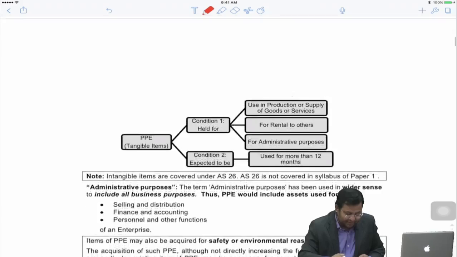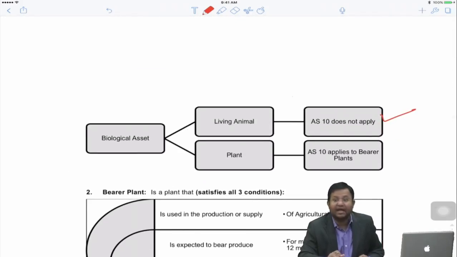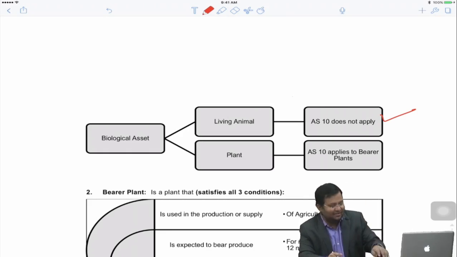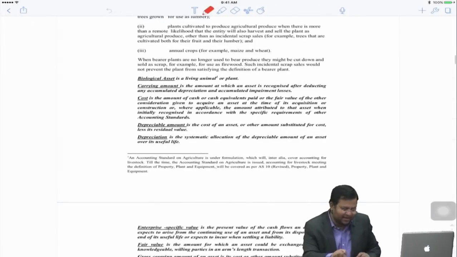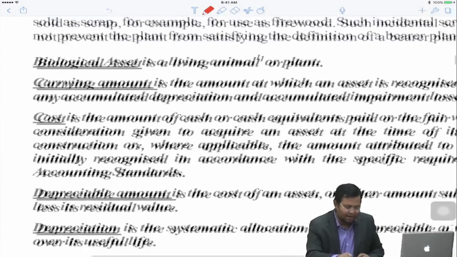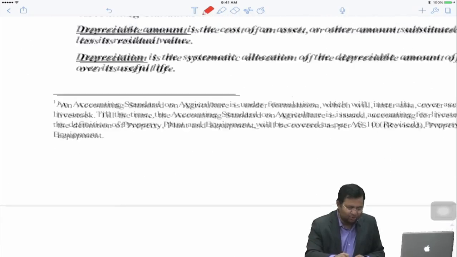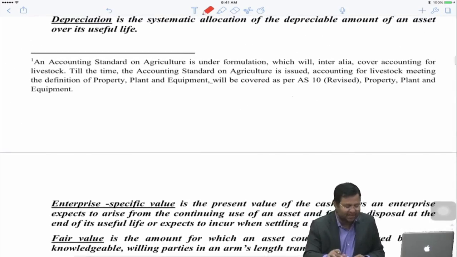तो हर एक एनिमल को ये स्टैंडर्ड अप्लाई नहीं होगा. बट क्यों? लिविंग एनिमल एग्रीकल्चर के लिए भी हो सकता है, अदर देन एग्रीकल्चर के लिए भी हो सकता है. बट लिविंग एनिमल रिलेटेड टू एग्रीकल्चर इज गोइंग टू बी कवर्ड अंडर द न्यू स्टैंडर्ड. बट बेयर टेक्स्ट में अगर आपने देखा होगा, गवर्नमेंट ने एक लाइन लिखा है वहां पर स्टार करके, बायोलॉजिकल एसेट इज ए लिविंग एनिमल. वहां पर 1 नंबर में गवर्नमेंट ने थोड़ा सा टाइम बीइंग के लिए एक इश्यू कवर किया है. अब ये टाइम बीइंग के लिए इश्यू देखो. एन अकाउंटिंग स्टैंडर्ड ऑन एग्रीकल्चर इज अंडर फॉर्मुलेशन विच विल कवर अकाउंटिंग फॉर लाइफ स्टॉक.